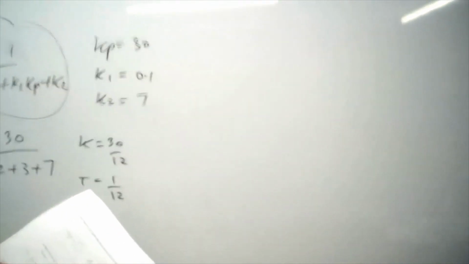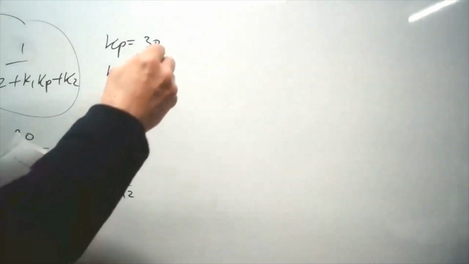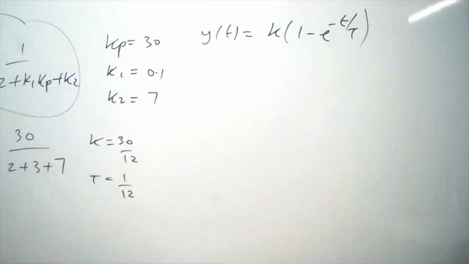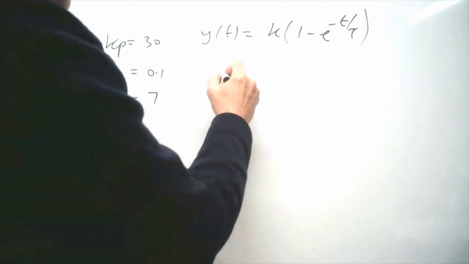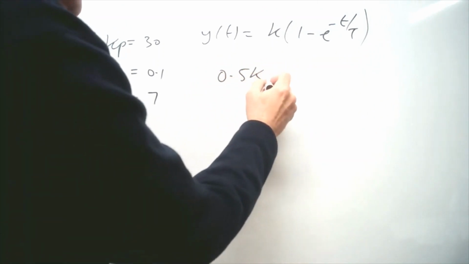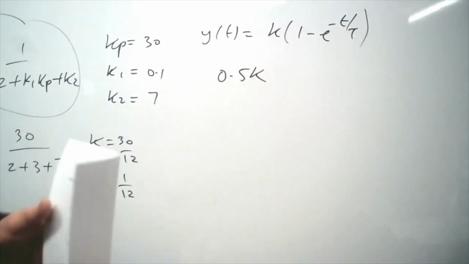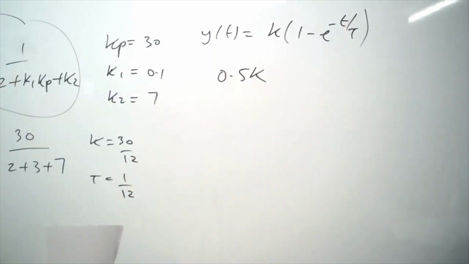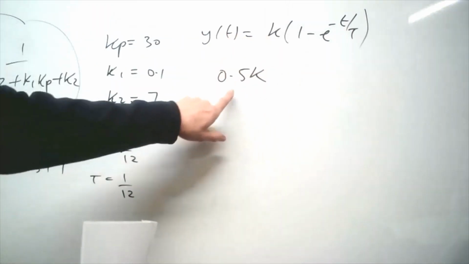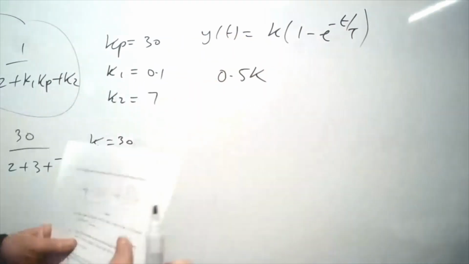So that's using now the standard equation, isn't it? The equation y of t equals K into 1 minus e to the minus t over T, that equation. And what we're after this time is 0.5K, because it says 50%. So 50% is half of K, isn't it? K is the steady state value. 50% of it will be 0.5K.